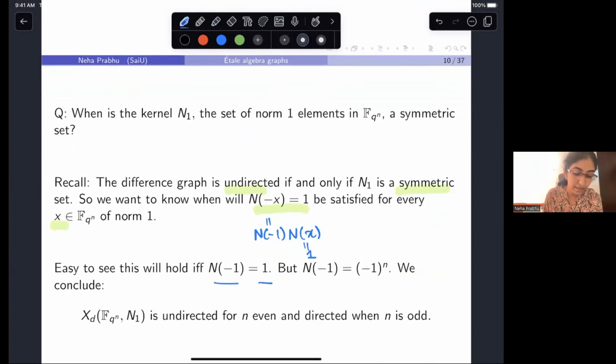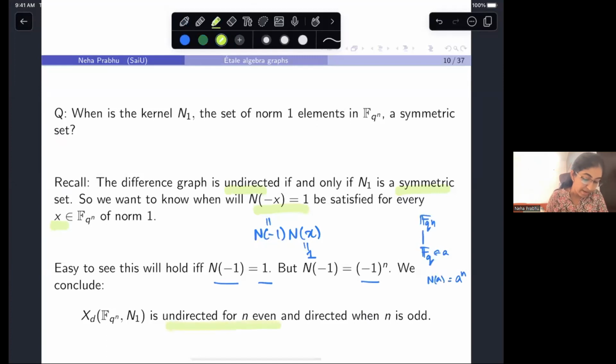If you have any element A in the base field, then the norm of A is A to the N. It's not just A itself, the Galois conjugates are just itself, so it becomes A to the N. And so we're asking when minus 1 to the N is 1. That's when N is even. So it's undirected if N is even, and it's a directed graph if N is odd. So we've understood a little more about our graphs.